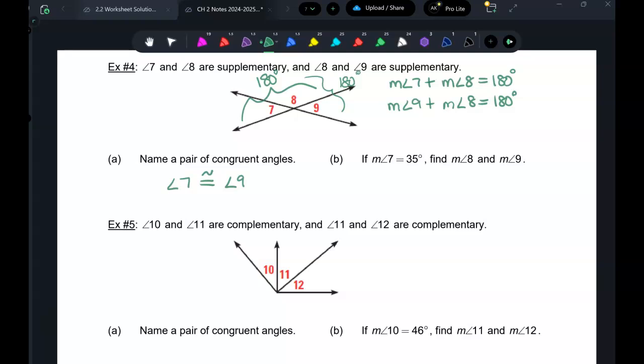So if you do an equal sign, you could write measure of angle 7 equals measure of angle 9. Usually when we do the congruent sign, you don't put the M, the M goes with an equal sign. I would take either one. Either one's fine.